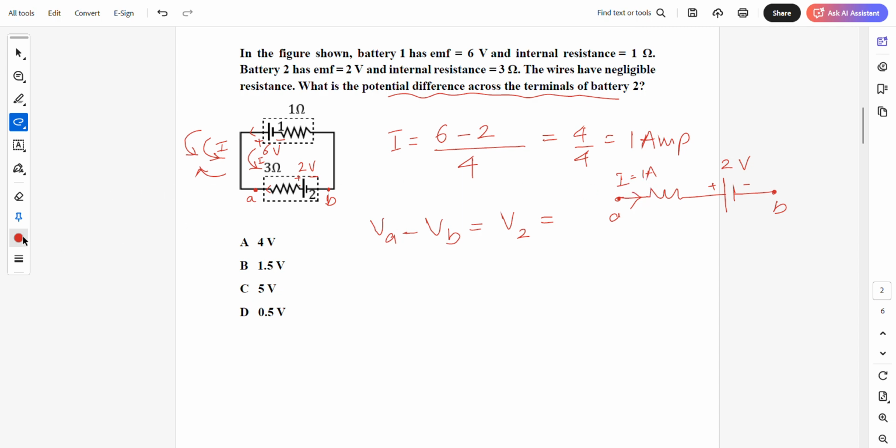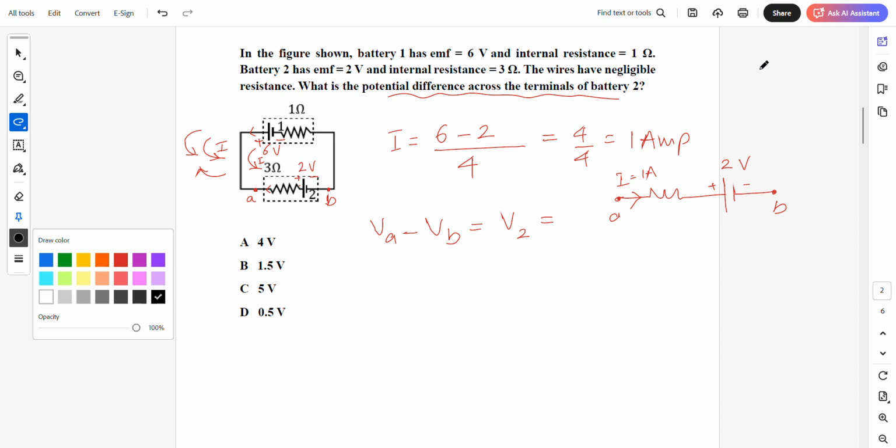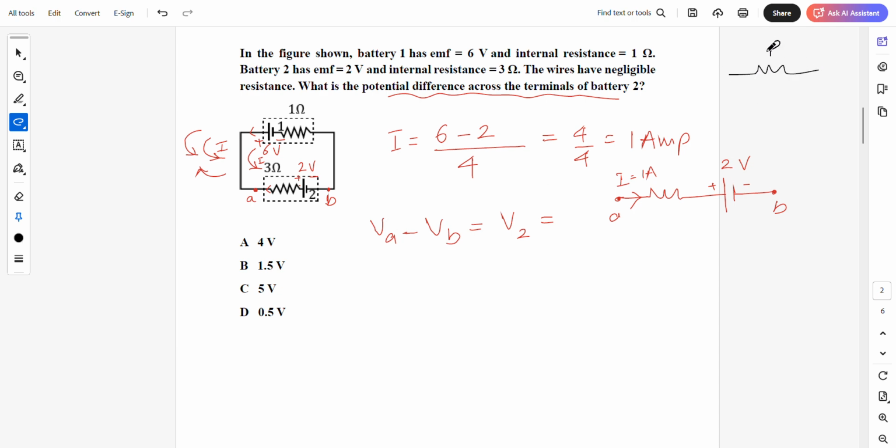Which is positive? I have told you whenever current flows in a resistor, if your direction of motion is like this, it is called plus IR. If I move like this, it is minus IR, right? We have seen this in the previous videos also. This will be plus. What is VA minus VB? Let us say this is the terminal potential difference between A and B, V2. V2 is equal to how much?